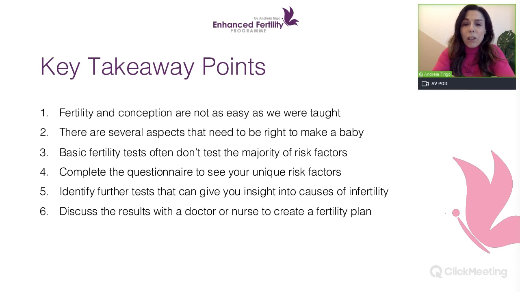If you give them lots and lots of information, they will be able to help you in a more meaningful way. To summarize, fertility and conception are not as easy as we were taught. We can't just get pregnant if we are sitting next to a boy. That's not how it happens. There are several things that need to be right to make a baby. The egg needs to be right, the sperm needs to be right. There needs to be a way for the sperm to meet the egg. They need to fertilize and multiply, and then they need to travel and implant. So lots of things in this process need to be right to make a baby.